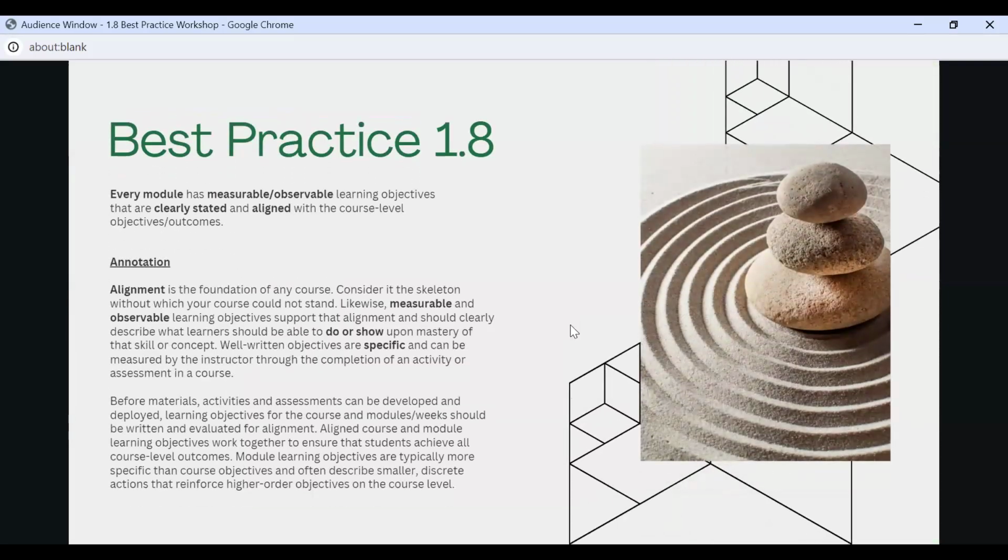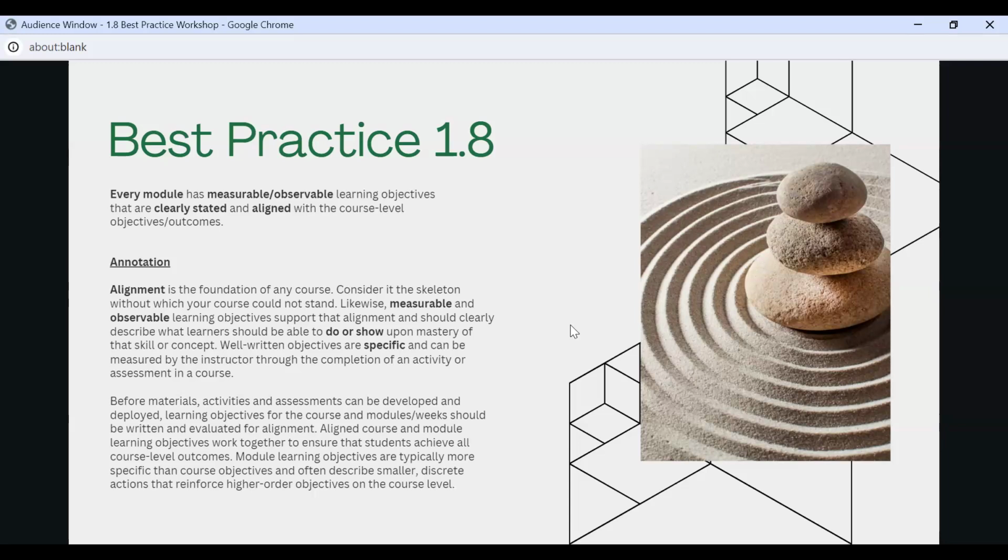Okay, so here's 1.8. I want to look at it a little bit more closely because there's a lot. It's a mouthful, right? I'm going to read through some, not all of it. As you can see, I've put in bold words that I think are worth highlighting and emphasizing in the best practice itself and in the annotation. So best practice 1.8 reads, every module has measurable or observable learning objectives that are clearly stated and aligned with the course level objectives or outcomes.